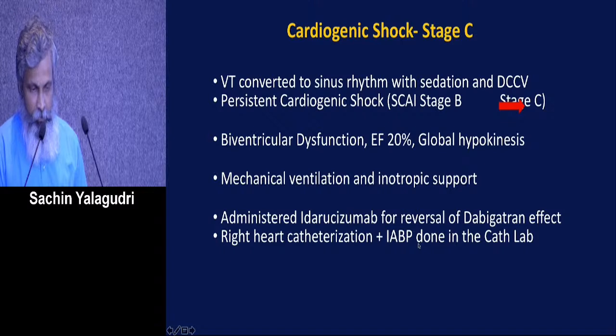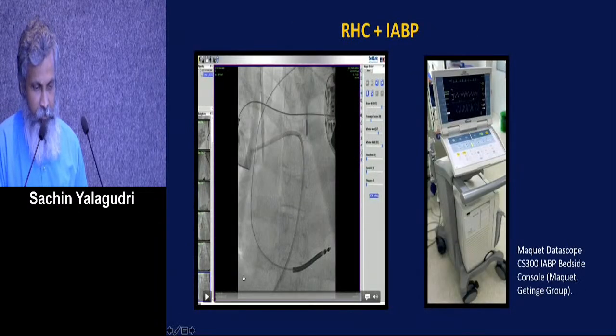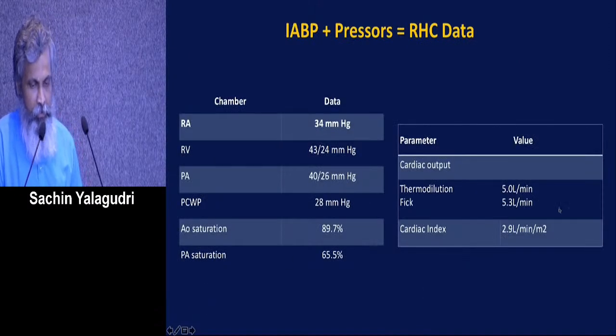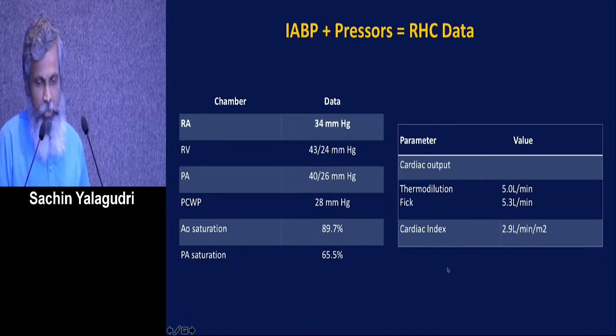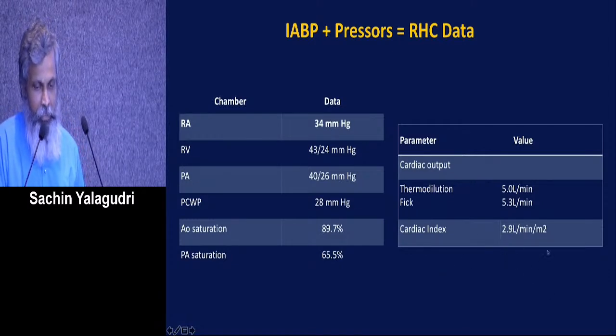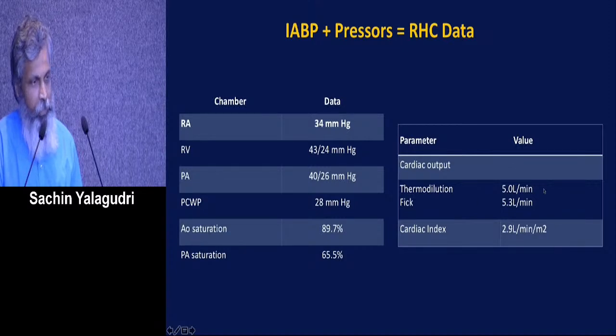So he was on dabigatran, it was reversed with idarucizumab. Right heart cath and IABP was done in the cath lab. He was placed immediately on the IABP and supported with it, and with this IABP support and inotropes, his cardiac index came to 2.9 liters per minute per meter square. He was maintaining on the borderline.